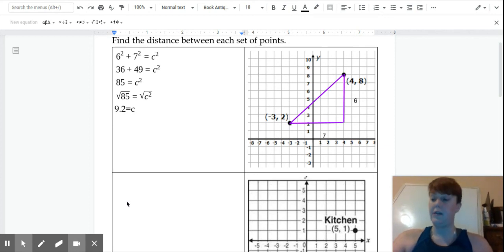All right, I'm going to attach a document. It's going to have a whole bunch of points on one grid, and it's going to ask you to find the distance between any number of points. So it's the same thing, just a little bit more, all in the same space.